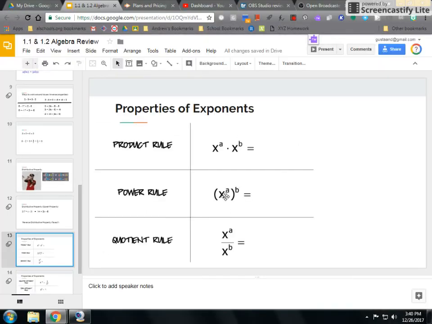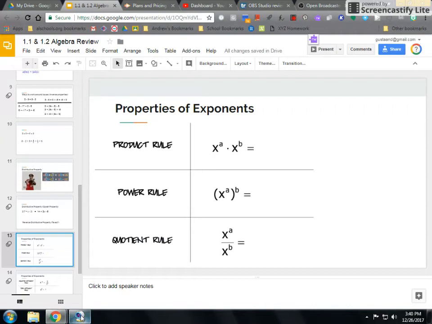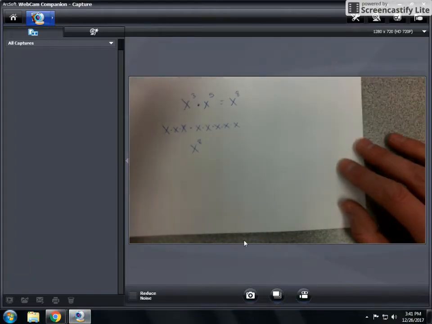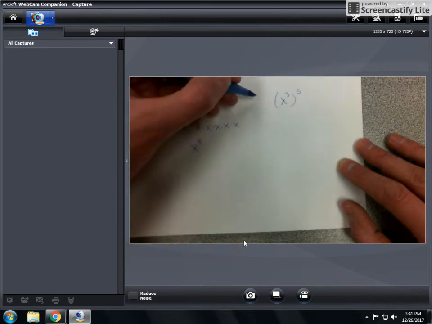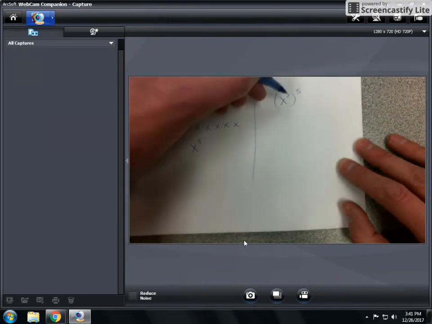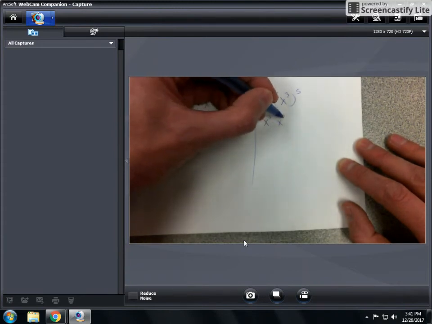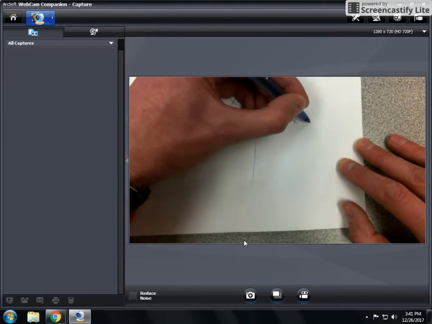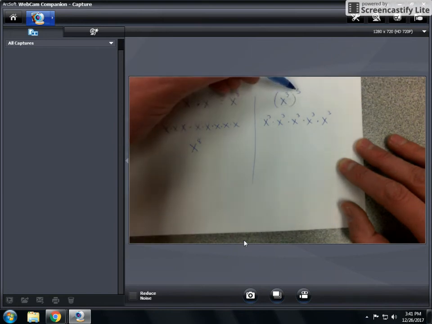The next one, if we have a power raised to another exponent. If we go back to my document camera, we have x to the 3rd to the 5th power. And we're doing that. That says we have x to the 3rd 5 times: 1, 2, 3, 4, 5. So that fifth power there says whatever this base is, x to the third, we're doing it 5 times, multiplied together.